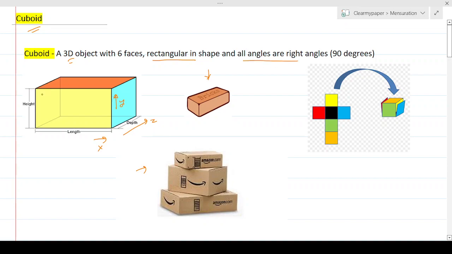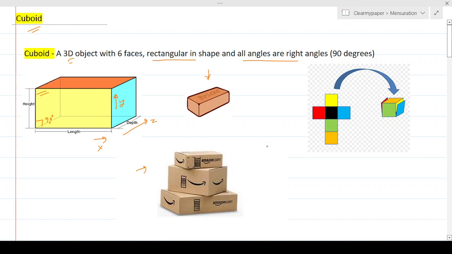If you see this shape in yellow, this is rectangular in shape, and we know that for all rectangles, two edges always meet at 90 degrees. We know that. And it has 6 faces, because if you see this rectangular box, or even if you take a brick, there'll be the top and the bottom, 2 on the side, and 2 on the front and back. If you see the Amazon box, you will know that.